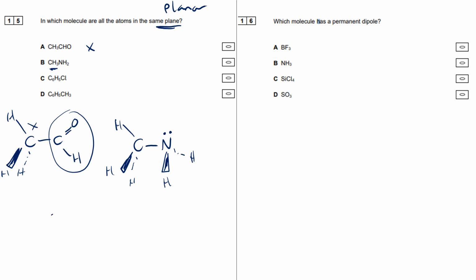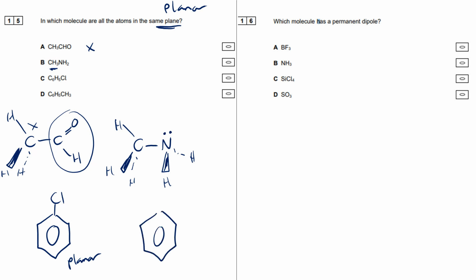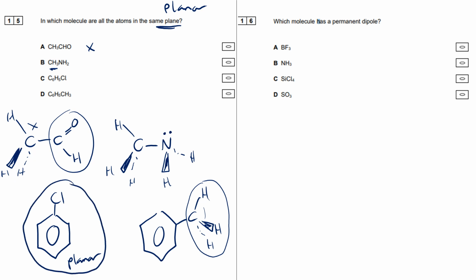You have chlorobenzene. You should be aware that benzene is a hexagonal planar molecule with a ring of delocalized electrons above and below the plane, and the chlorine is bonded. So C is correct. That's a hexagonal planar molecule. Let's just eliminate option D. Again, we have our planar benzene ring, but we have a methyl group coming off it. The methyl group makes the molecule no longer planar because it's got 4 bonding pairs, and that's a tetrahedral structure around the methyl group. So the only one that is completely planar is chlorobenzene.